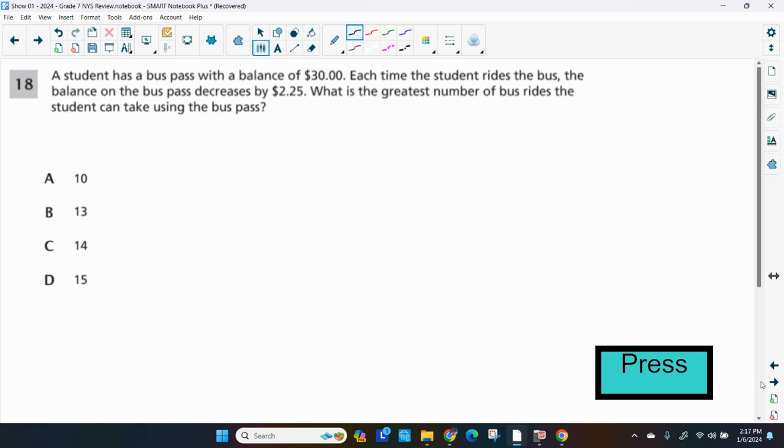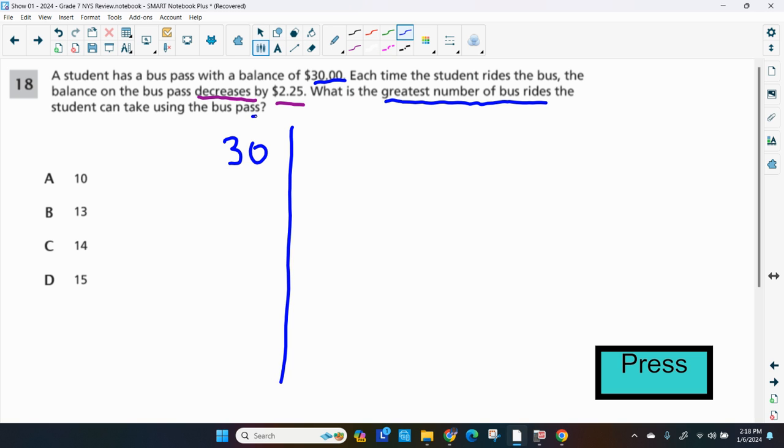A student has a bus pass with a balance of $30. Each time the student rides the bus, the balance on the bus pass decreases by $2.25. So he's paying his bus fare, and they want to know what's the greatest number of bus rides the student can take using the bus pass. There are a couple ways you can look at it, by taking the $30 that he has and making a list.